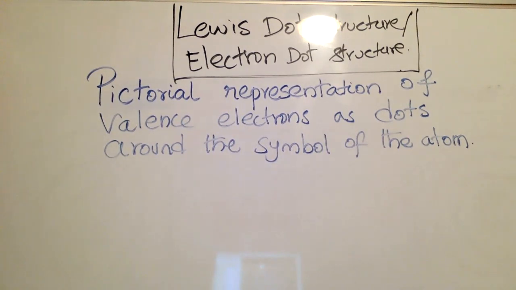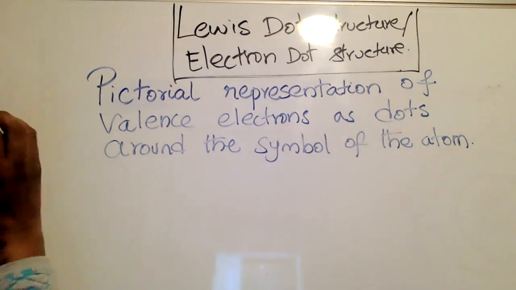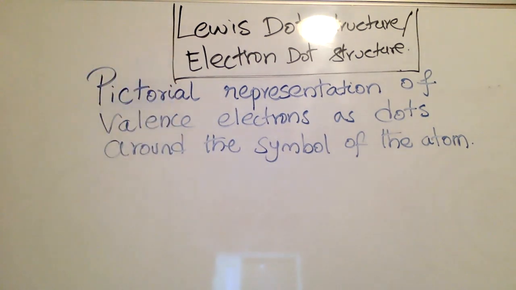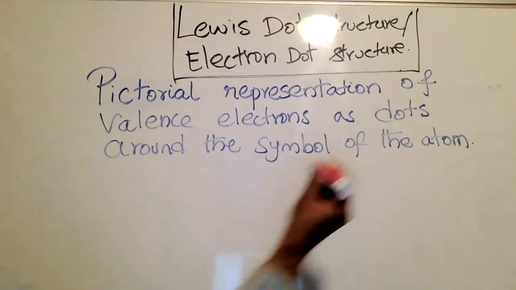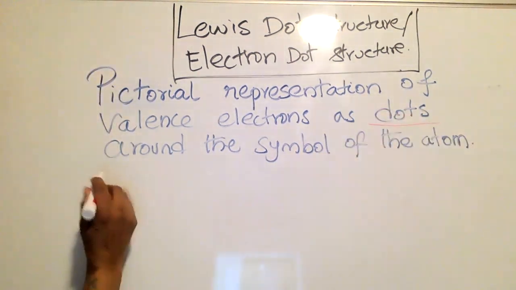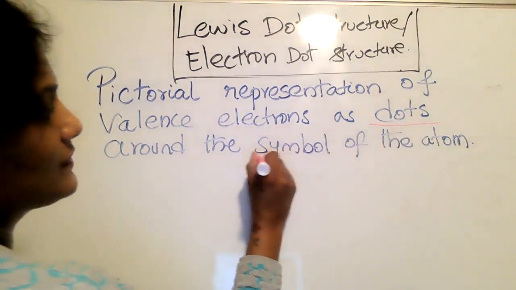Hello students, I'm going to show you how to draw Lewis dot structure. Before that, you should know what a Lewis dot structure, or electron dot structure, is. I have written the definition: it is a pictorial representation of valence electrons as dots around the symbol of the atom.